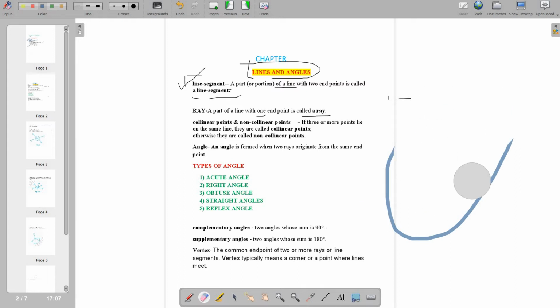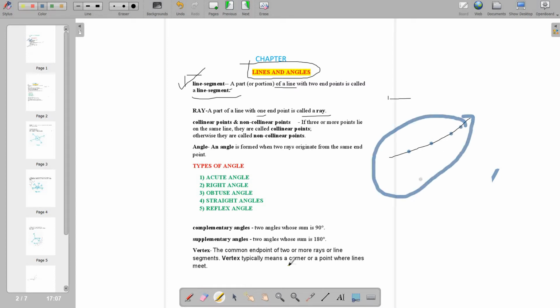Now let us see what a collinear point is. The definition is that if three or more points lie on the same line, they are called collinear points. It means that when three or more points are on the same line, that is called collinear points.